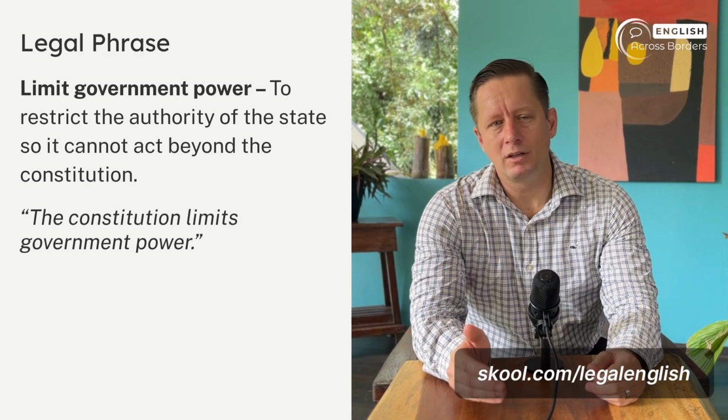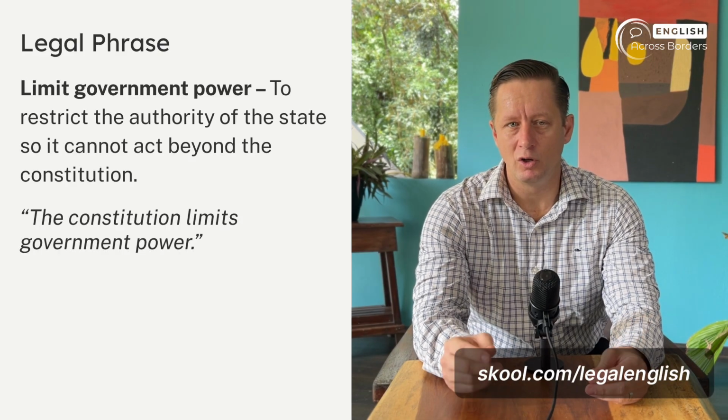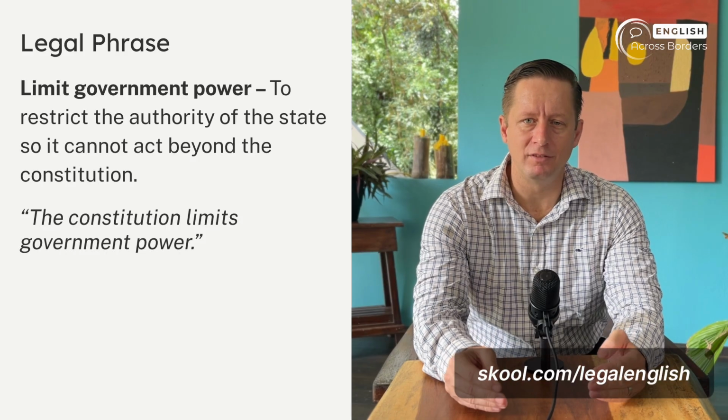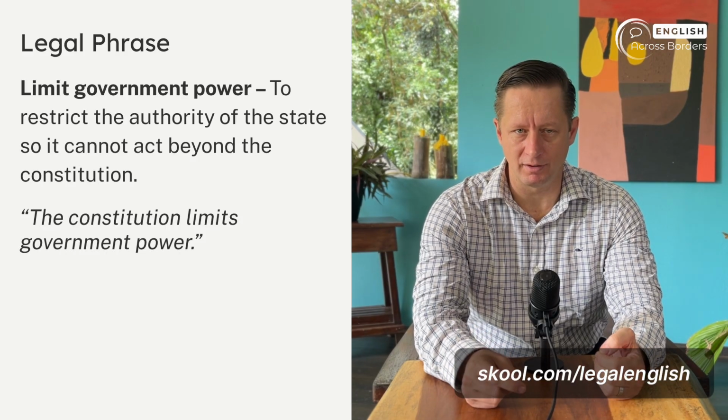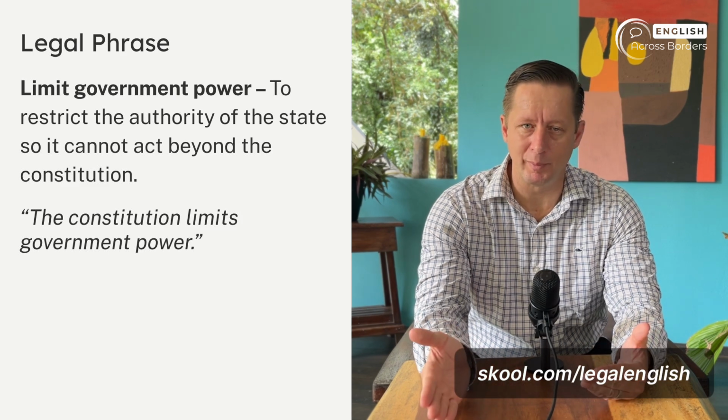To limit government power means ensuring the state cannot go beyond what the Constitution allows. This principle balances authority with liberty. For example, the Constitution limits government power.